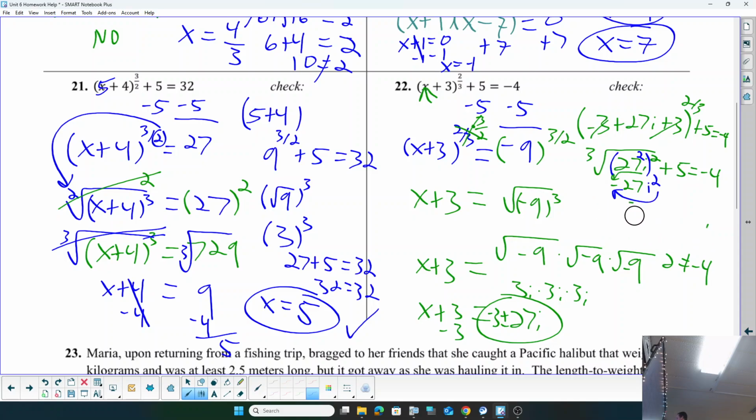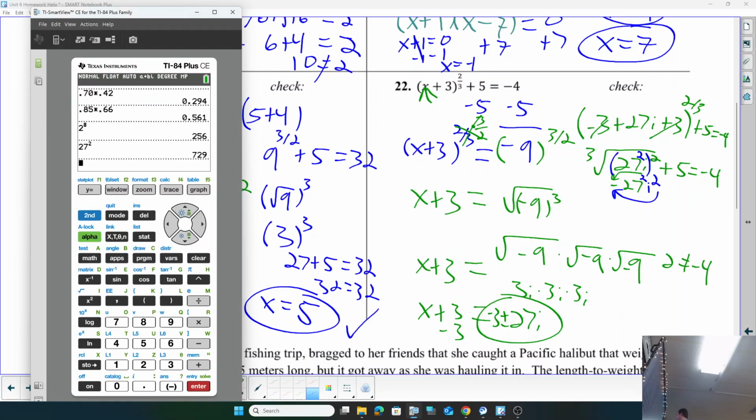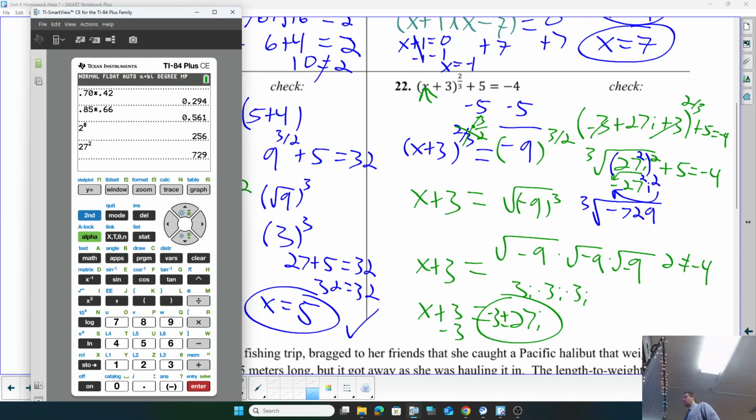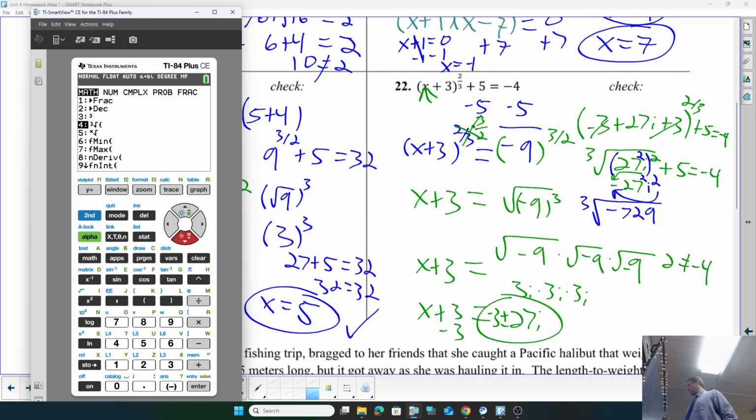The i squared is negative, but the 27 squared, right? So 27 squared is 729. So we have negative 729. And now when we do the cube root of negative 729, what do we get? So we go ahead and do the cube root. We're just checking our answer right now.